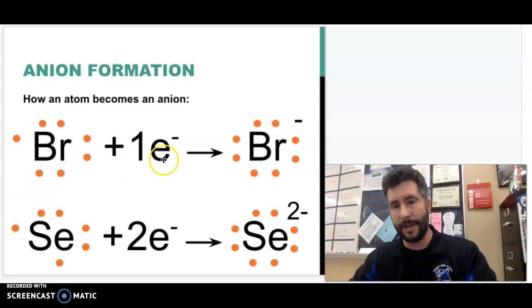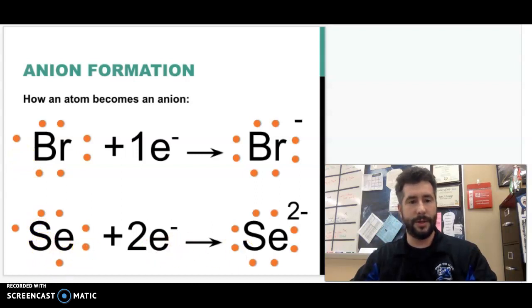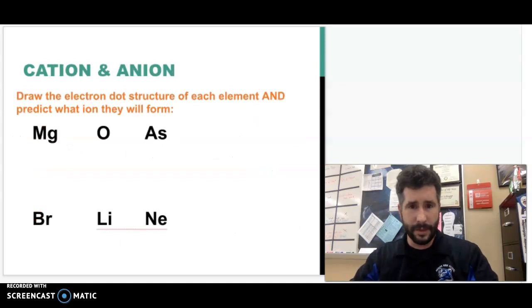Bromine's going to gain 1 electron. Since it has 7, it'll make 8. Selenium's got 6. It's going to gain 2 to make a -2. So give those a try. One more check here. Write the electron dot structure and predict which ion forms. Pause it, give it a try.